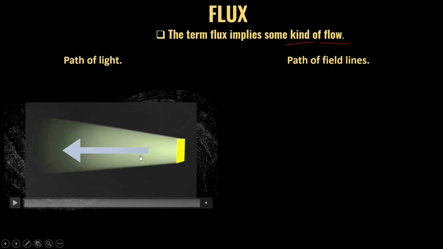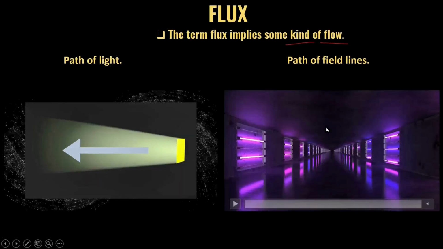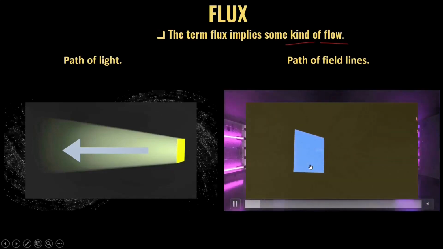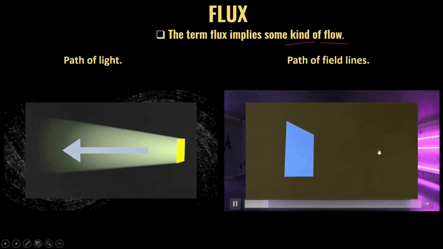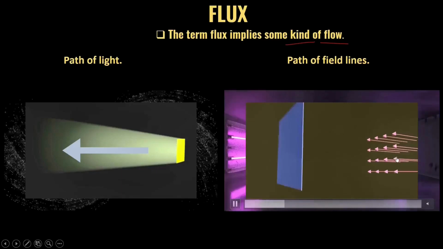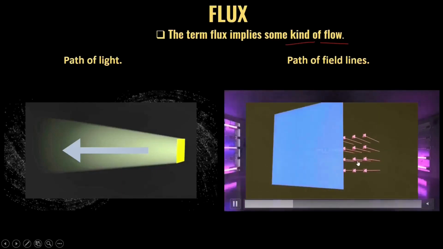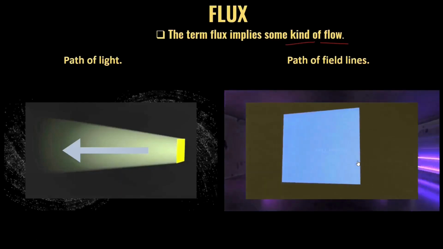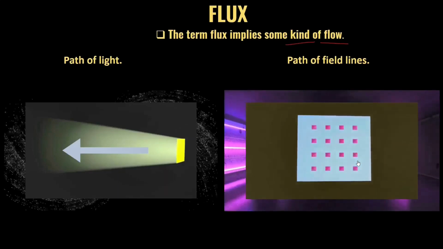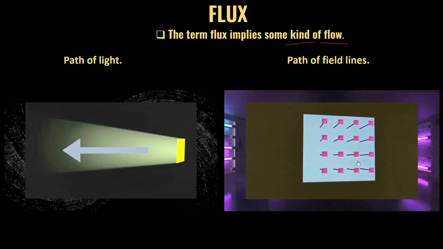Now let us try to understand this in terms of the path of the field lines. For the field lines, let us see, we have a planar surface, and it is oriented in space, and in space we have some field lines as well. Now if these field lines cross the given surface area in a perpendicular direction, then those field lines will be called the electric flux. Then those will be called the flux passing through the given surface area.